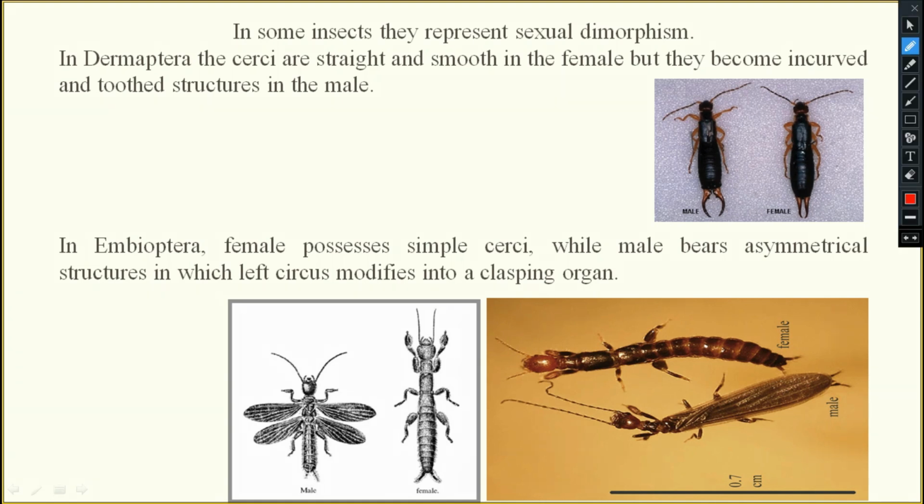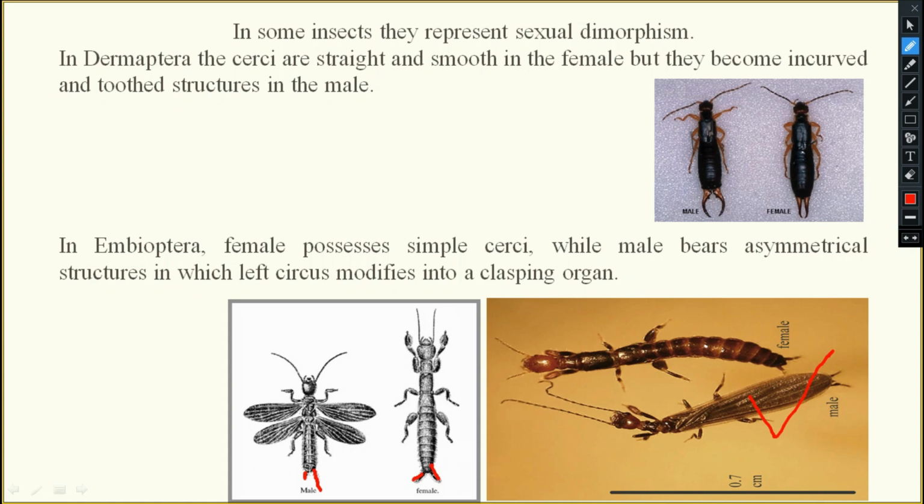Can you observe? You see in case of male, this is asymmetrical. Left one is shorter than the right one. But in case of female, both are symmetrical. Can you observe this in this picture? But males are winged, females are wingless.